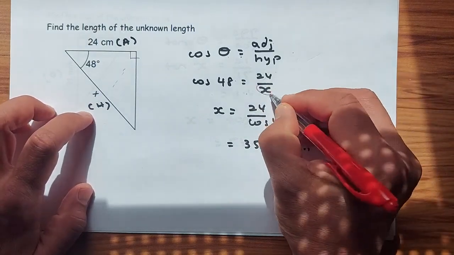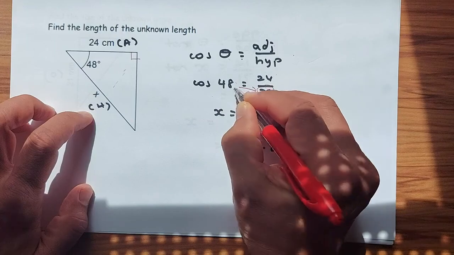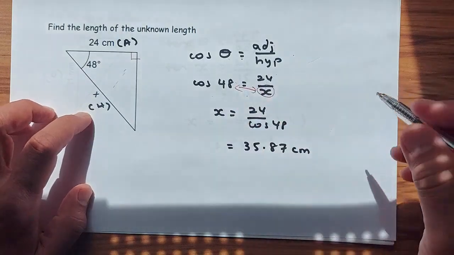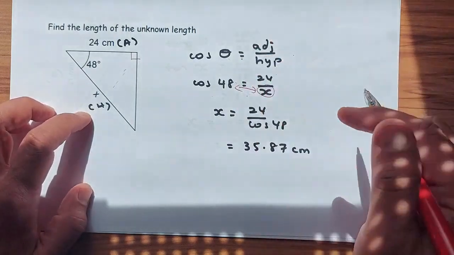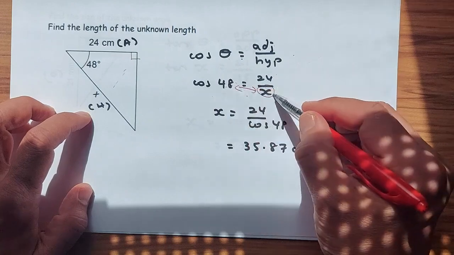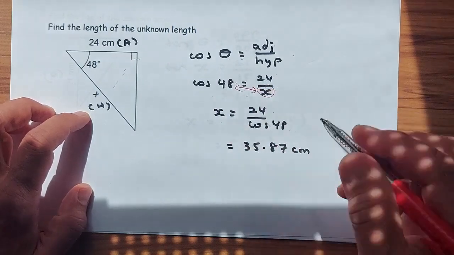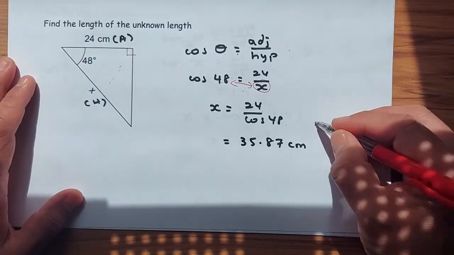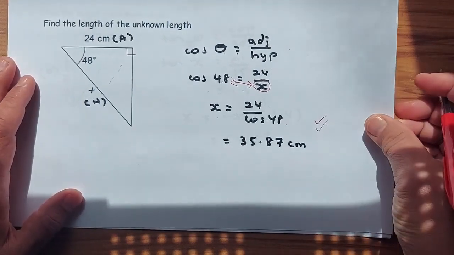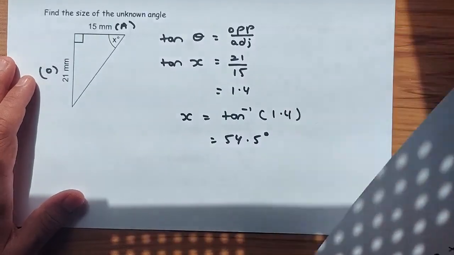Now if x is at the bottom, what you do is swap the angle and the side, top to bottom. So x goes up and cos 48 comes down. So x equals 24 divided by cos 48. Put it in your calculator and the answer is 35.87. That is the 2 marks in the exam and also a merit in level 1.